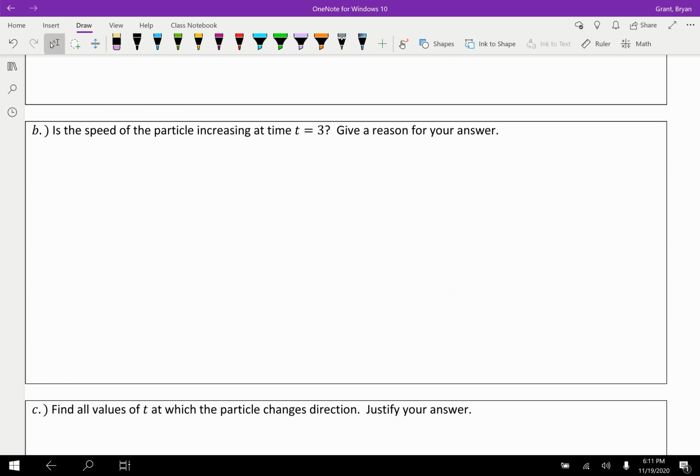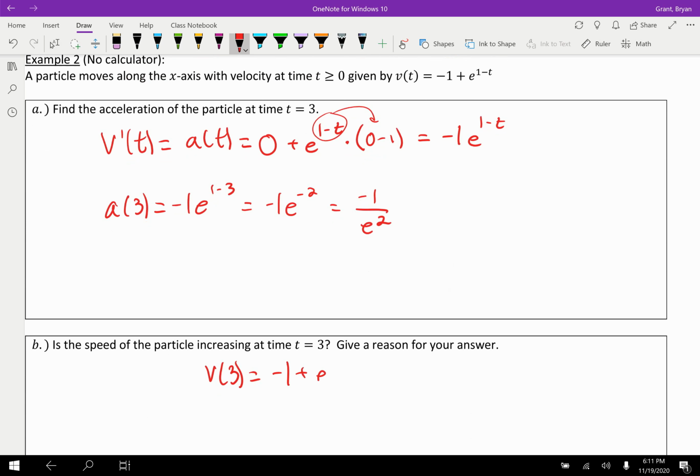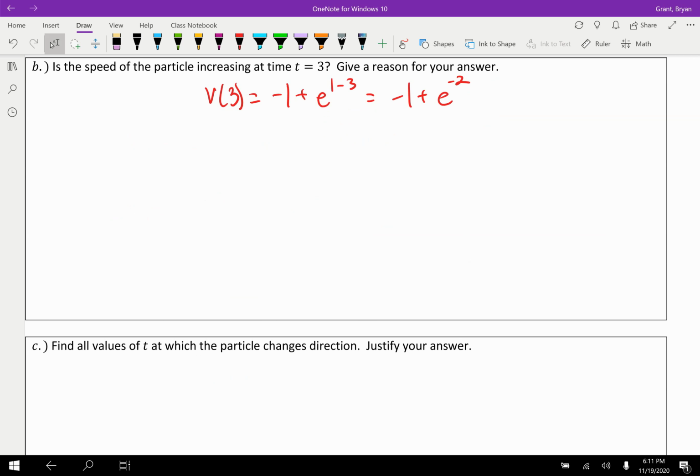Well, same thing. We just did a problem very similar to this. First, we need to find v of 3, and we have our formula for velocity, negative 1 plus e to the 1 minus 3, negative 1 plus e to the negative second. And you might struggle a bit on this one here because eventually we need to know the sign of velocity at 3. So can you guarantee to yourself if this is positive or negative? Well, a couple ways to do that. You might say that this is negative 1 over 1 plus 1 over e squared.